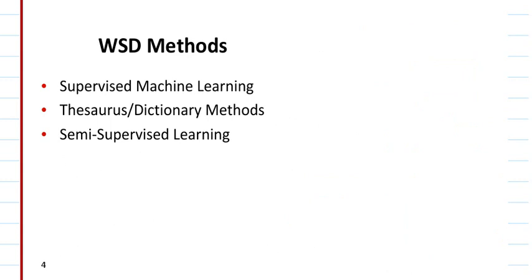So there can be 3 methods. One is the supervised learning method. We will see just now how we train a classifier and how we extract features. And there is again thesaurus or dictionary based methods, that is LESK algorithm, and then, if time permits, we will see the semi supervised learning method also.